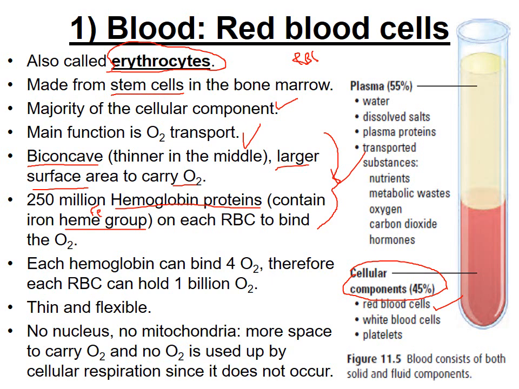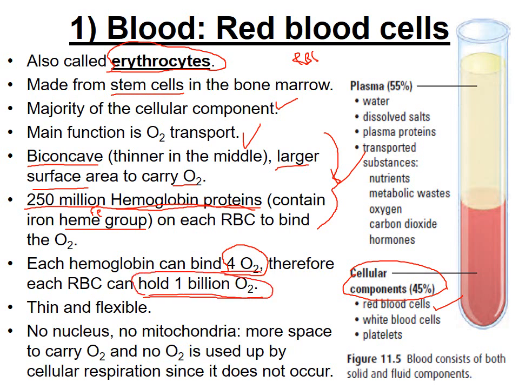So each hemoglobin can actually bind 4 oxygens. And so what that means is that each red blood cell can hold 1 billion oxygens. How do we get to that? Well, if you look at this number here, there's 250 million hemoglobin proteins on one red blood cell. And so if you have 250 million hemoglobin proteins on a red blood cell, and each of those can bind 4 oxygen, you can hold 1 billion oxygen molecules.